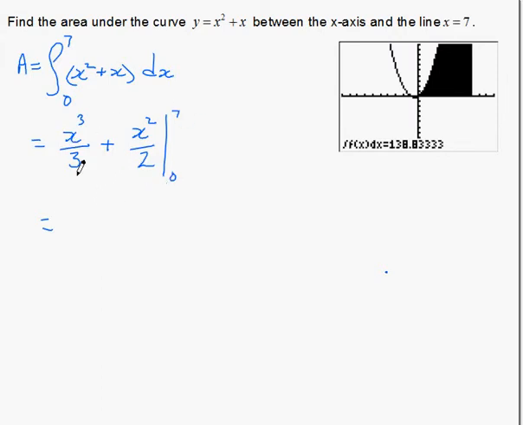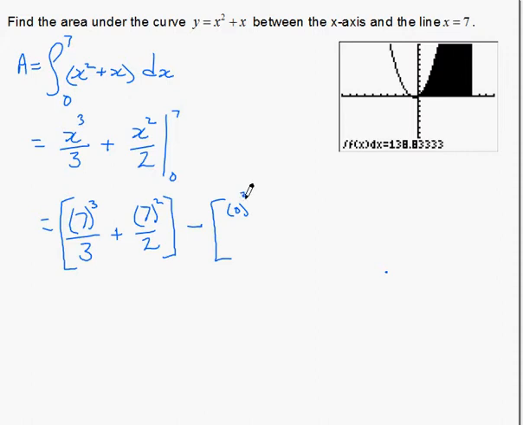Now we use the fundamental theorem, which tells us to plug in the 7. It gives us 7 cubed over 3 plus 7 squared over 2. So plug in the upper limit and subtract the function with the lower limit plugged in: 0 cubed over 3 and 0 squared over 2. This term is 0.